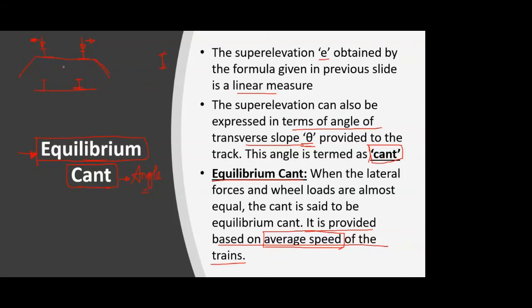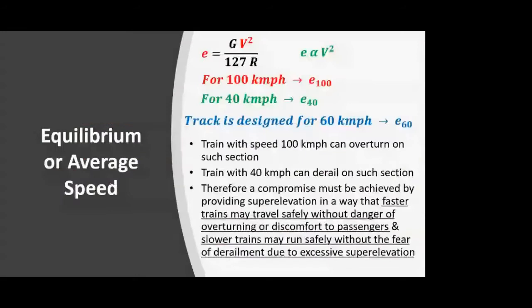So it's almost equal. So we call the superelevation that we have provided an equilibrium cant. Now just keep in mind that it is provided based on average speed. The speed of a train plays a very vital role in your cant or superelevation. So what we have seen, this formula E is equal to GV square by gR. If I find the correlation between your superelevation and the speed of the train, superelevation is directly proportional to the square of your speed.